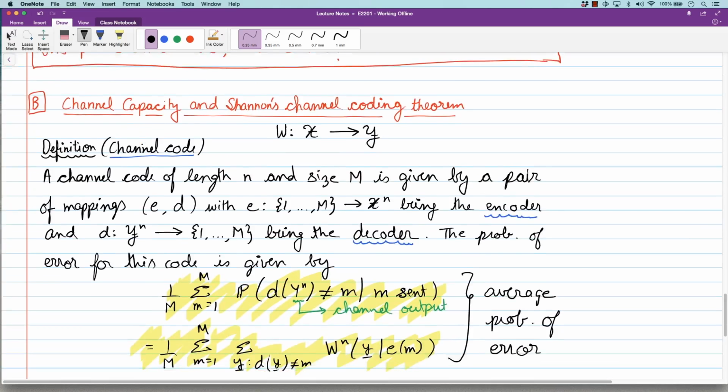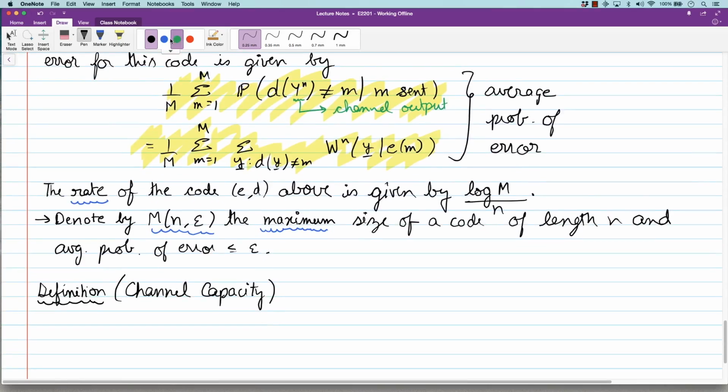Okay. Channel code, and this is channel capacity. So before we define channel capacity, we define what is called an achievable rate. A rate r greater than 0 is an epsilon achievable rate.